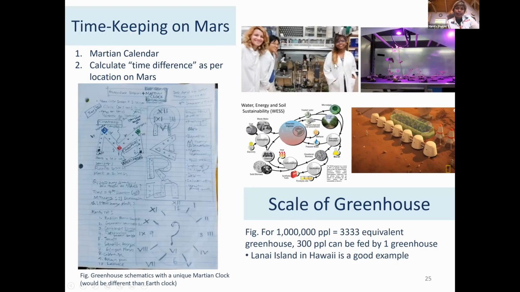And the second, this is just an additional side project probably. Timekeeping. This is very interesting to me because I want to create a calendar for Mars. I'm still thinking, will there be a time difference on Mars like we have on Earth? There should be a time difference, but how much, and how? And then we find out that for 1 million people, we need 3,333 equivalent greenhouses.